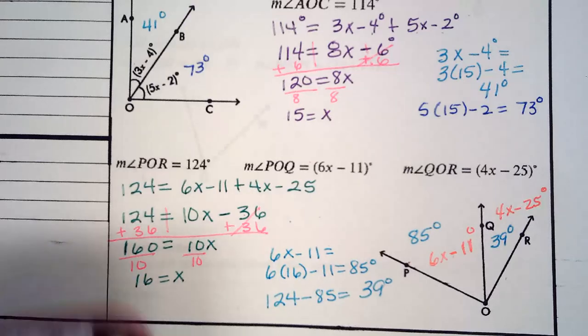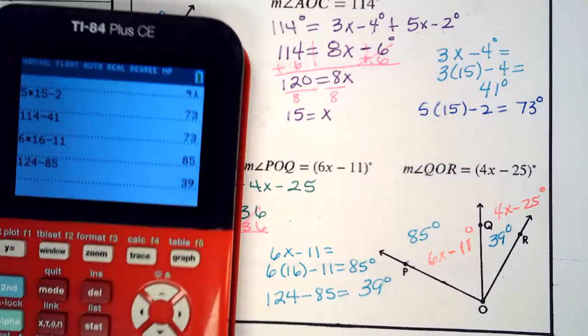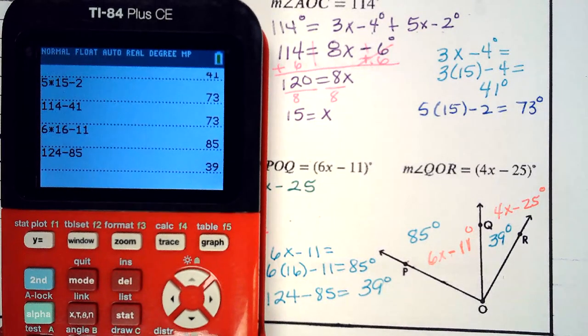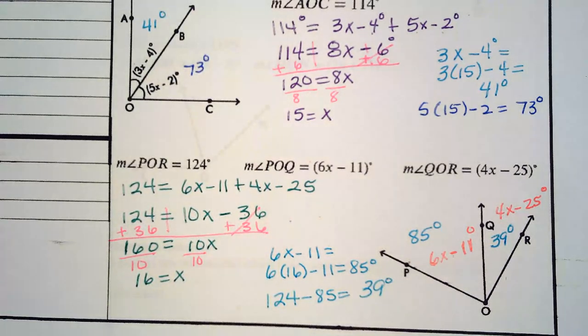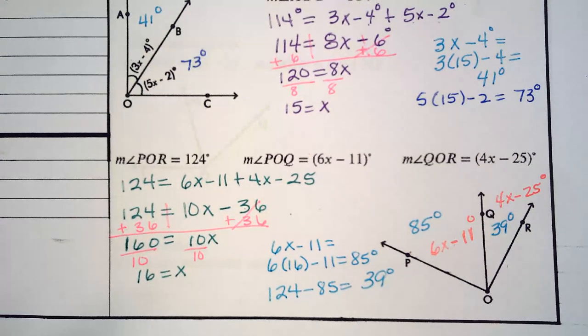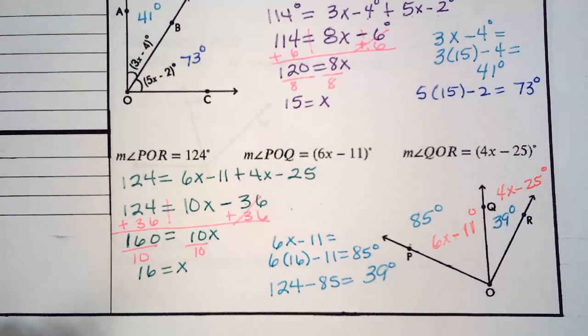Okay, let's see what happens if I put it in the equation. 4 times 16 minus 25 is also 39. So whichever way seems the most reasonable, seems the easiest to you, is what you're going to use.